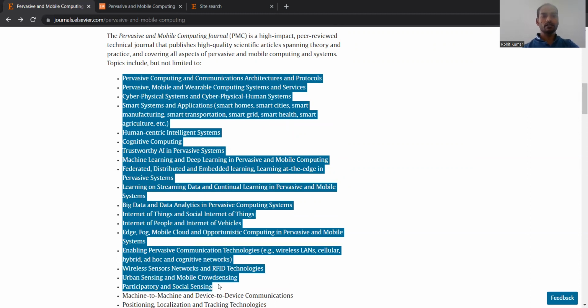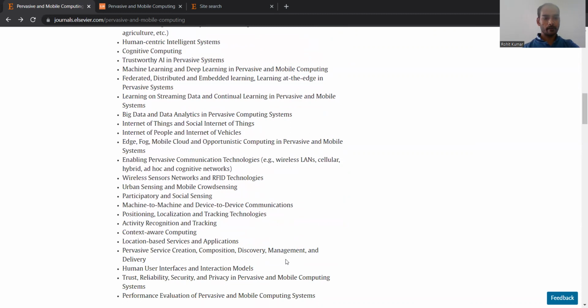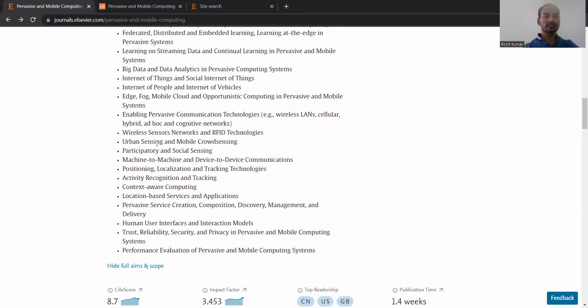So: pervasive computing and mobile communication architectures and protocols, pervasive, mobile and wearable computing systems and services, then smart system applications, human-centric intelligent systems, AI in pervasive systems, cyber physical systems, federated, distributed, embedded learning, learning at the edge, learning on streaming data, Internet of Things, social IoT, then pervasive communication technology like wireless LAN, cellular, hybrid, ad hoc, cognitive, RFID technologies, participatory and social sensing. Additionally, context-aware computing, pervasive service creation, trust, reliability, security, privacy, and mobile computing systems, and urban sensing, etc.